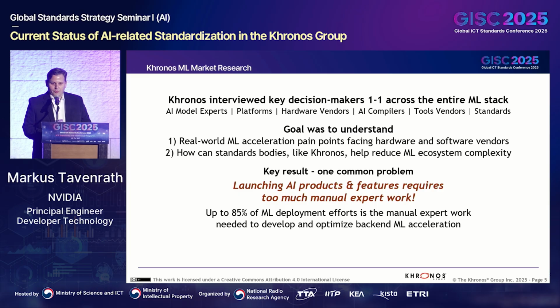And the key result from this market research was one common problem. If you want to launch an AI product or any AI feature, you need a lot of manual expert work. Up to 85% of ML deployment efforts in your applications are related to manual expert work, meaning you need to hire experts taking care of optimizing and developing the backends required to run your machine learning. And only 50% goes to other tasks. And we all know that it's really hard to get machine learning experts these days.